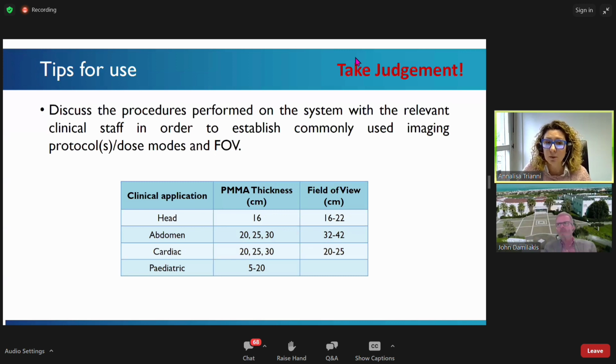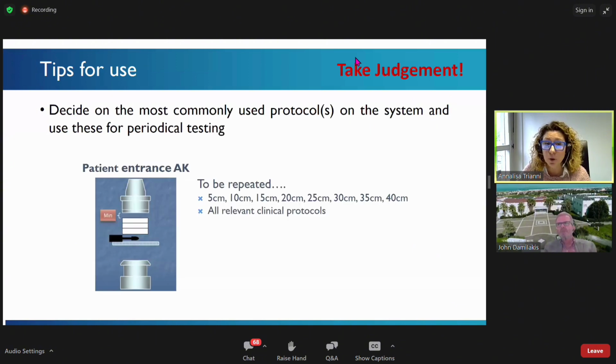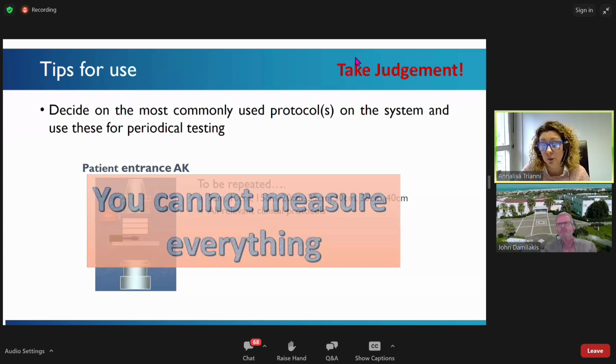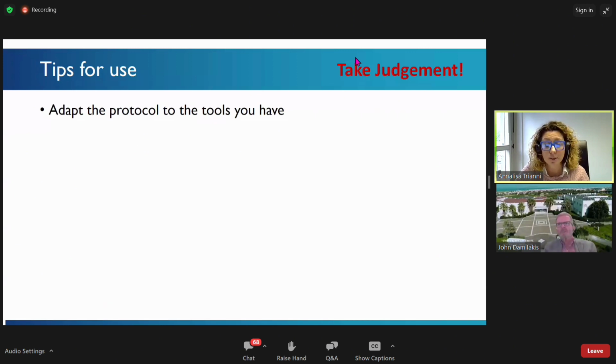Decide which are the most used protocols, because, as we said, there are so many measurements that you can make, and definitely you cannot measure everything. And also adapt the protocol to the tools you have. Some are proposed and included in the protocol, but you don't necessarily need to buy new tools. You can adapt the protocol to the tools you already have.